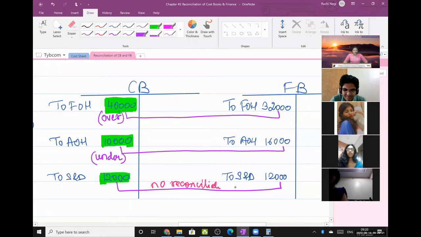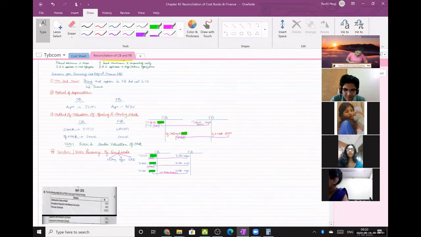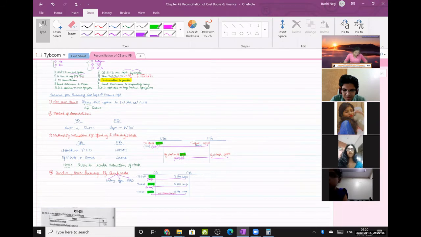Okay, acknowledge it in the chat box. All the reasons are clear to everyone? All the 4 reasons will come in sum solving also. Okay, all these 4 reasons: non-cost items, method of depreciation, method of valuation of stock, and under and over recovery of overheads. All this will be there in the sum solving.